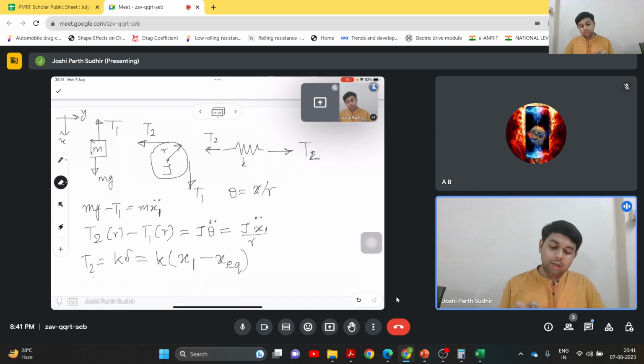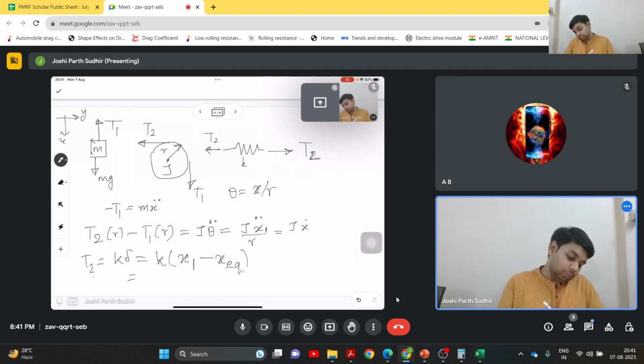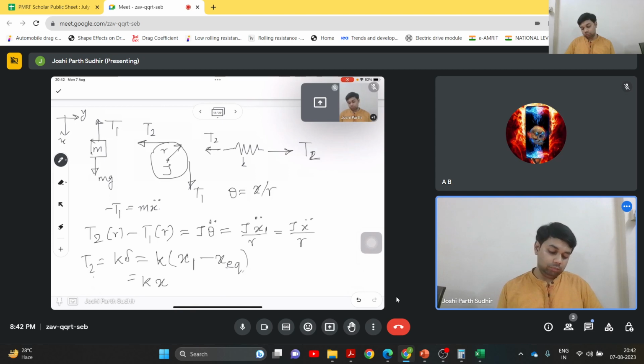Or if we want to write the equation of motion about the equilibrium position, then we can just remove the force mg and write it this way, which is equal to, and this we can also write as... So to keep things simple we can just write it in terms of x instead of x1.